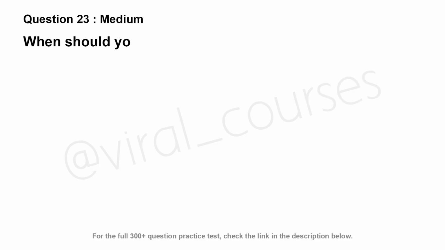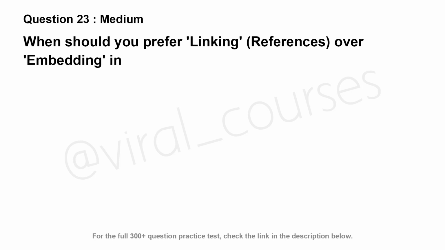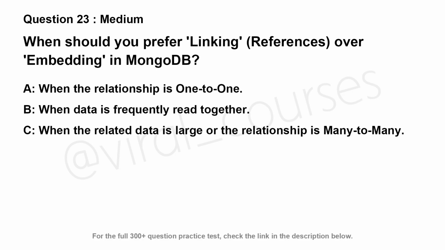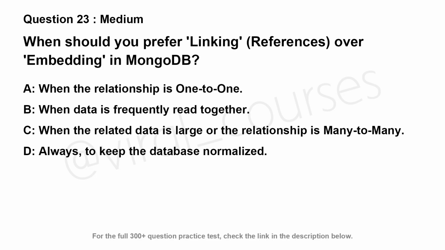When should you prefer linking references over embedding in MongoDB? Option A. When the relationship is one-to-one. Option B. When data is frequently read together. Option C. When the related data is large or the relationship is many-to-many. Option D. Always. To keep the database normalized.